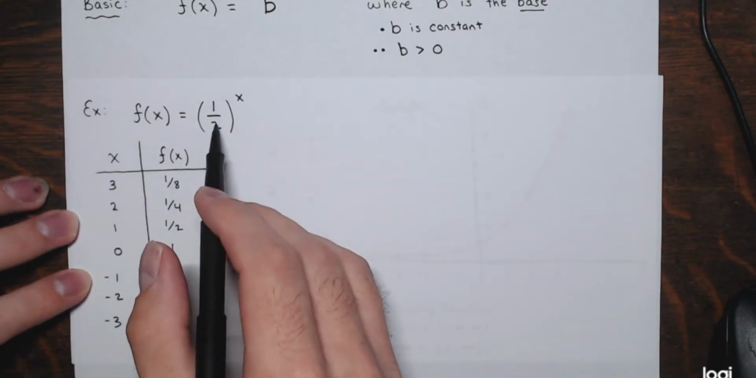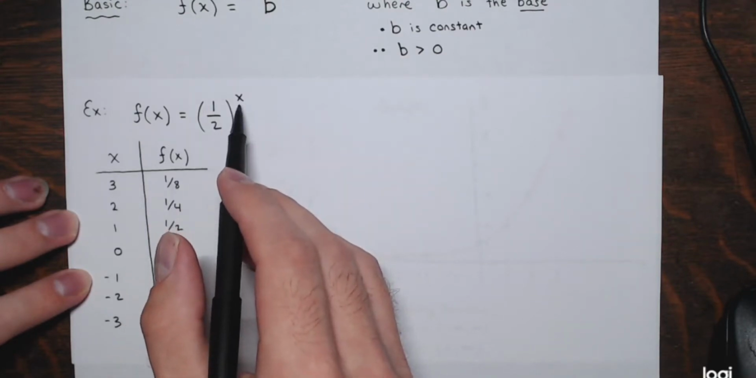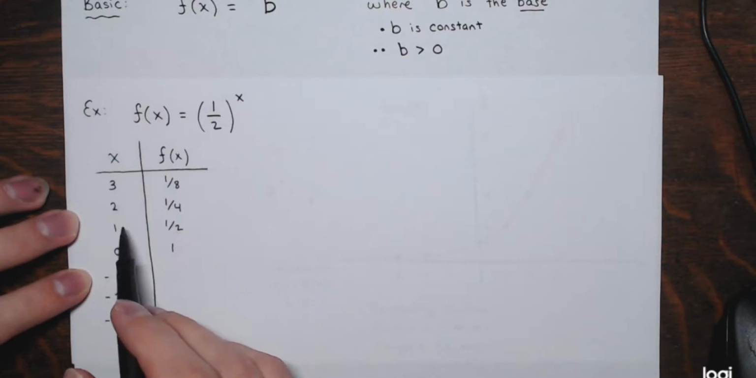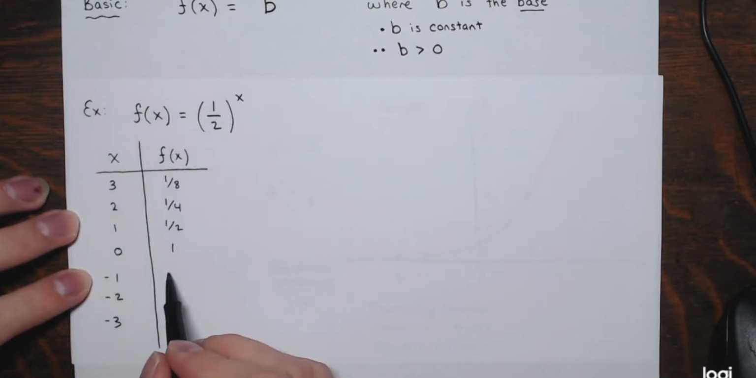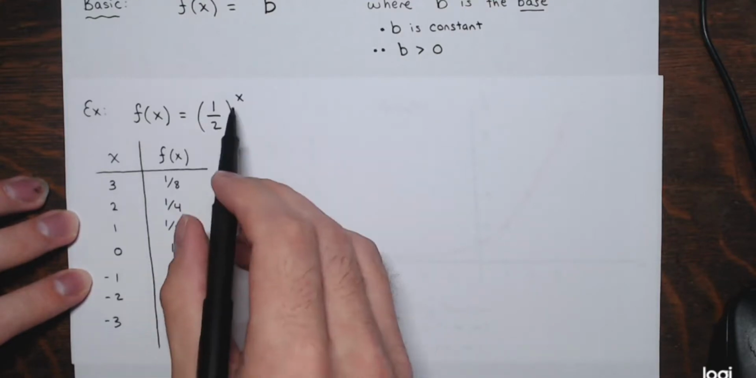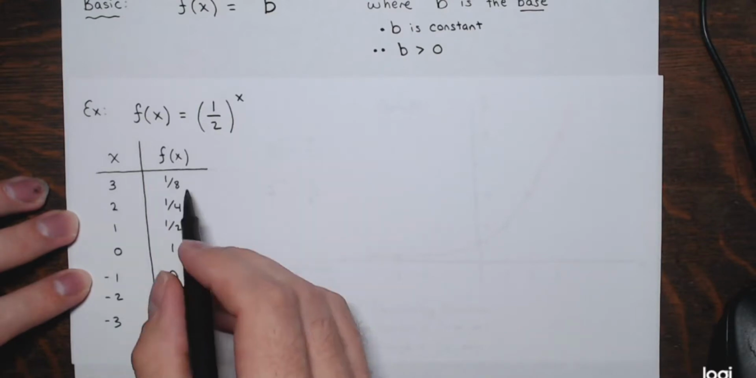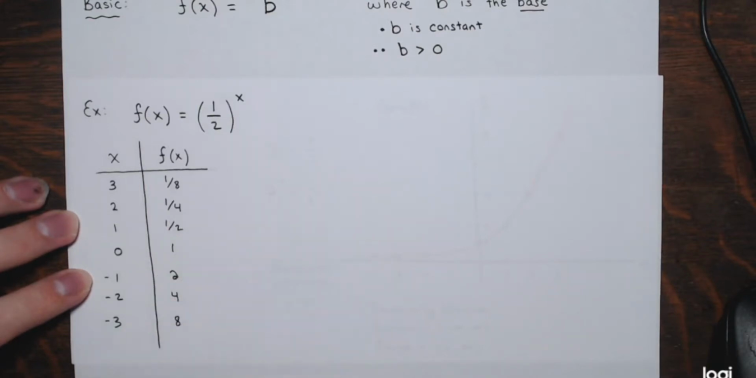So 1/2 to the -1 power, well remember, that's just the reciprocal of a half to the positive 1. A half to the positive 1 is a half, so a half to the -1 would be the reciprocal of that, which would be positive 2. But still positive, not negative. 1/2 to the -2 power would be 4. 1/2 to the -3 power would be 8, and so on.